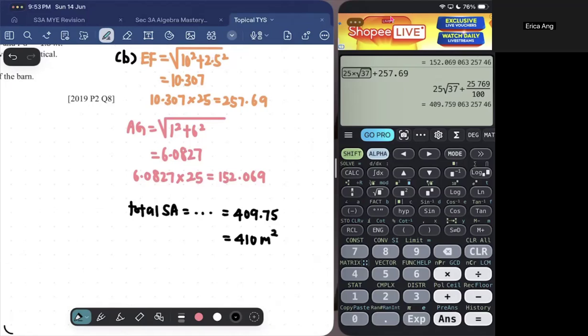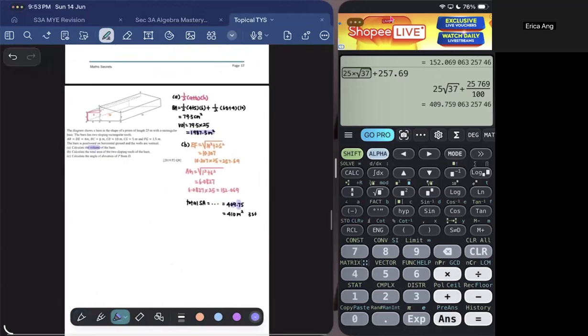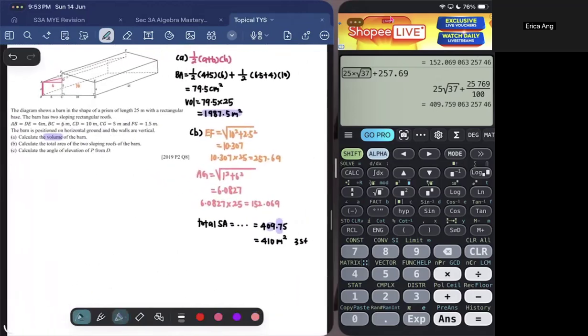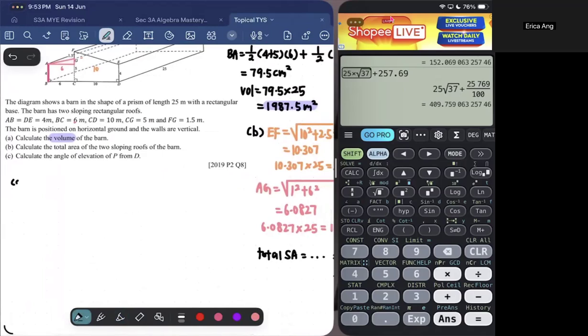Is it meter? Yeah. So don't do 409, right? Because this one here is more than 5, so the number before must go up. So 9 becomes 10. Okay, so that one will be for your part B. Then after that, your part C.